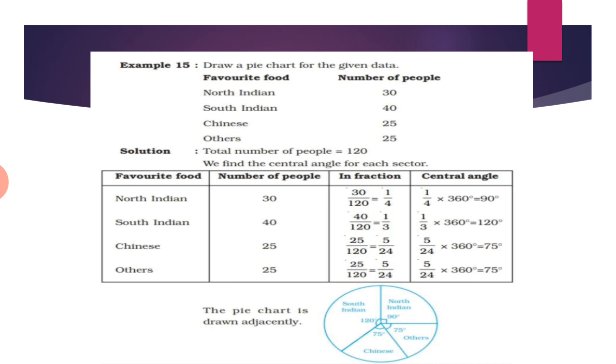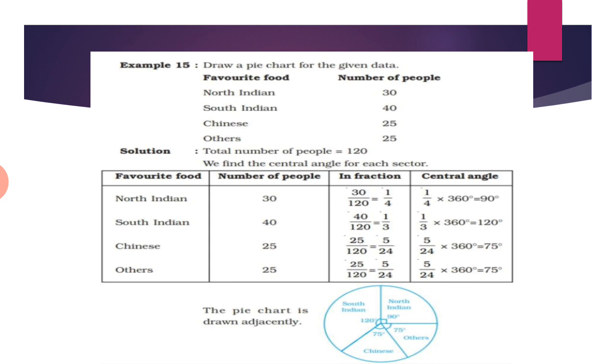So 30 divided by 120 into 360 will give you 90 degree. Then South Indian, 40 divided by 120 into 360 will give you 120 degree. Then Chinese, it is actually 25 by 120 into 360, which will give you 75 degree. And again others, 25 by 120 into 360 will give you 75 degree.